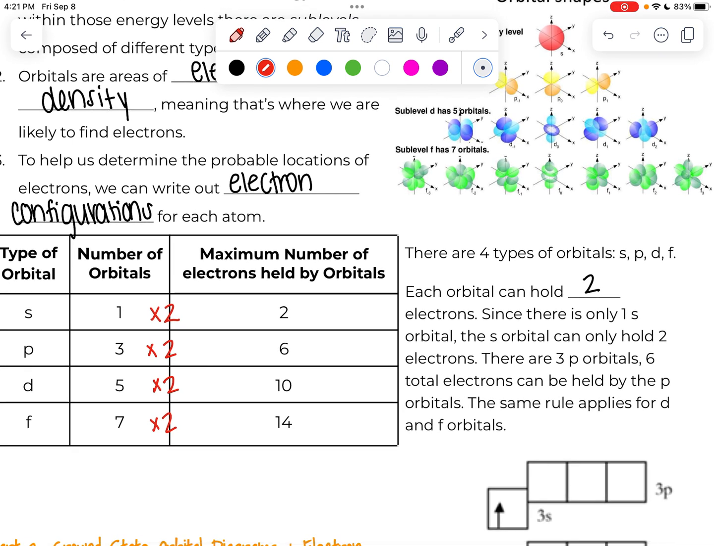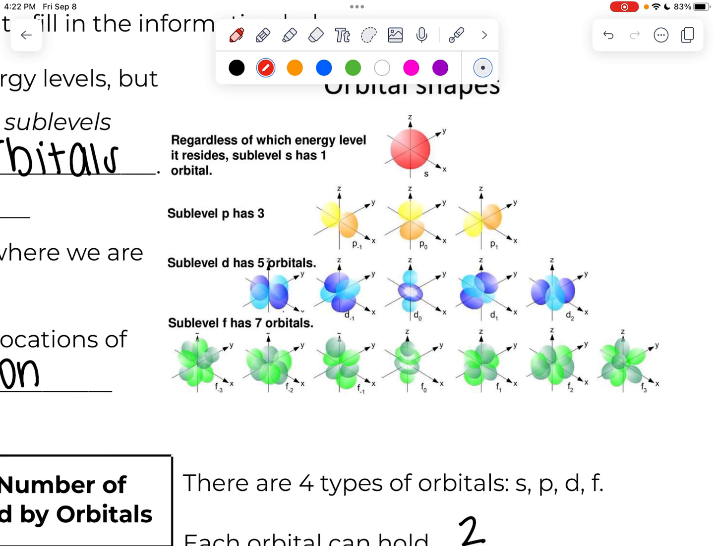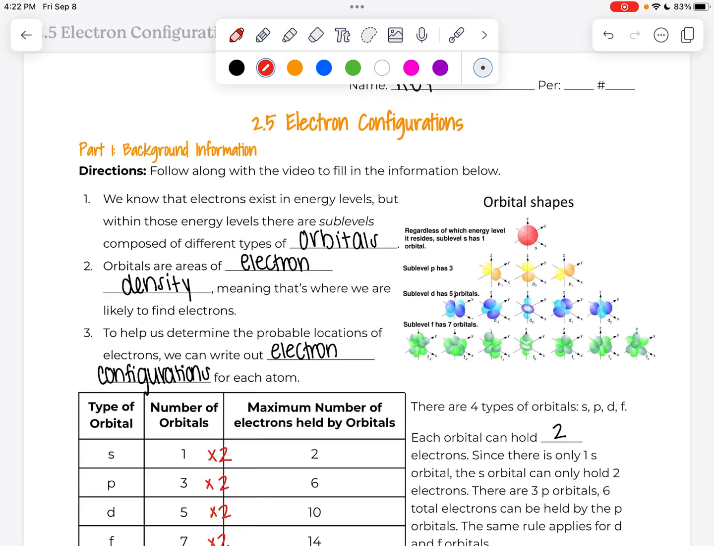We really will not deal with F orbitals in our class. We will talk about D orbitals, but we won't deal with them too much. Really, we're going to be dealing with the S and the P pretty heavily. So these are the different shapes of the orbitals. I won't expect you to be able to draw them other than S and P. S and P you should be able to recognize. The other ones are kind of gnarly.